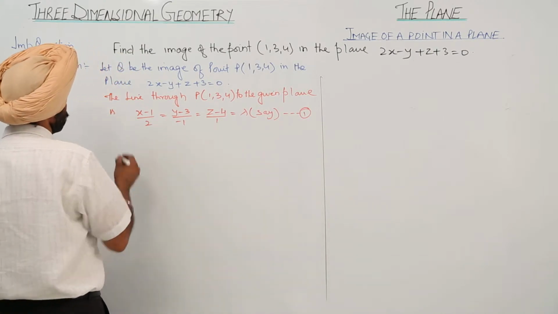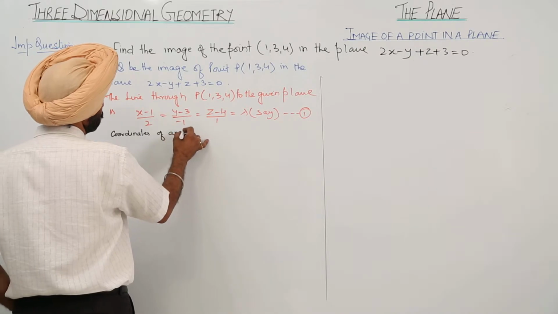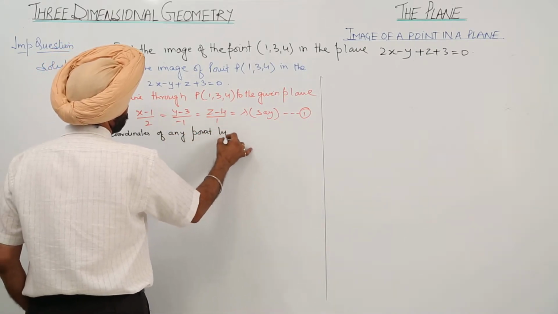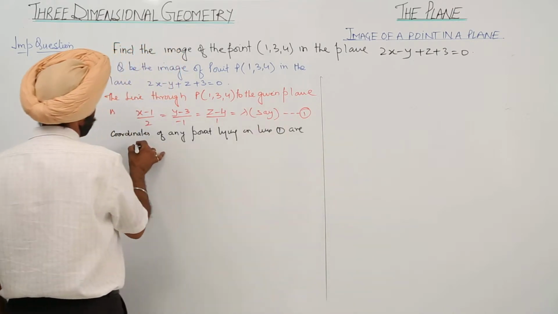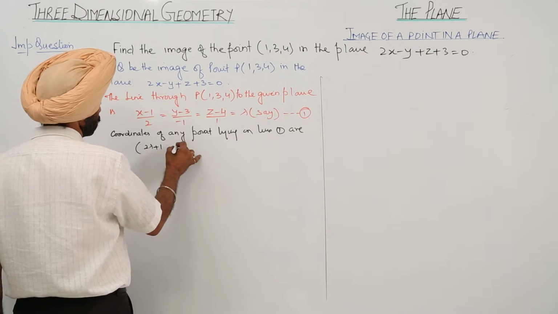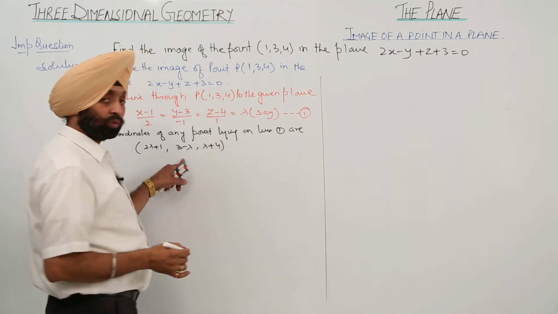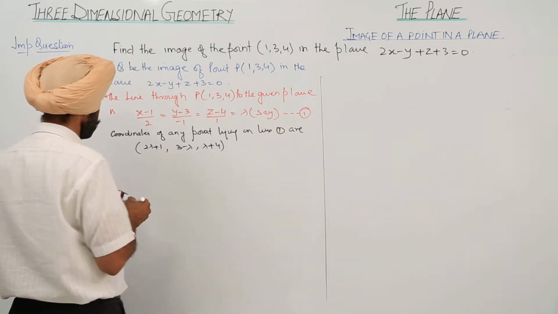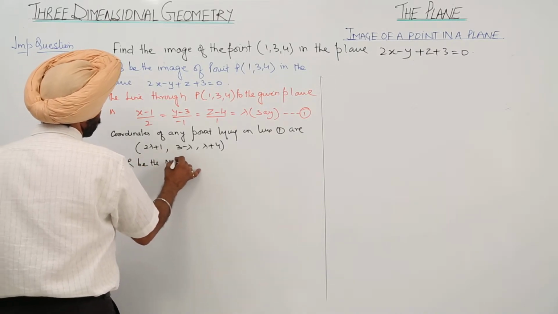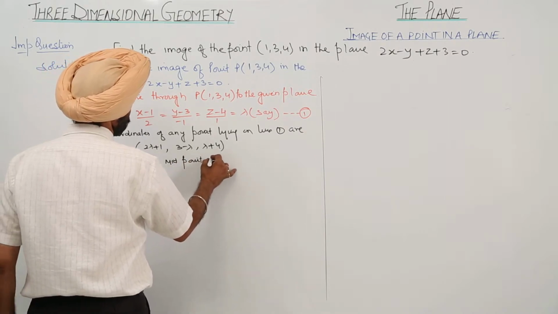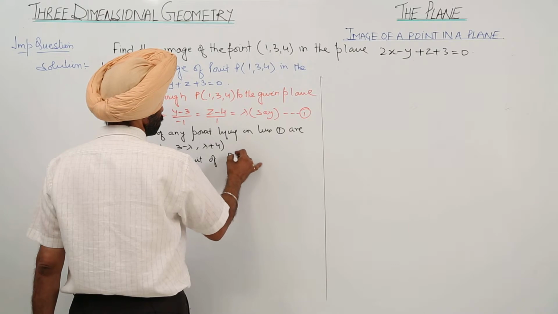Now, coordinates of any point lying on line 1 are 2 lambda plus 1, 3 minus lambda and lambda plus 4. I have just changed this for the easy part. Okay. Now, let capital R be the midpoint of PQ.